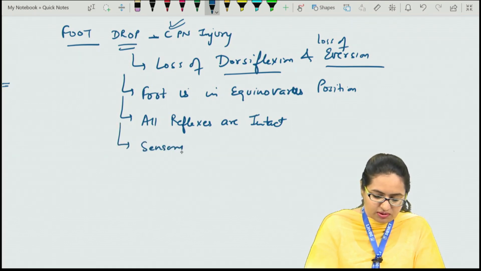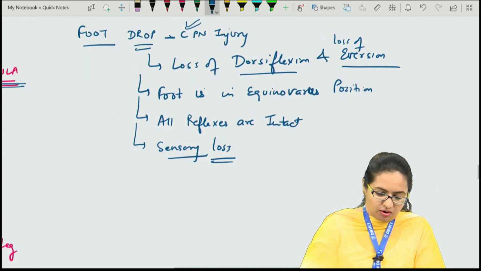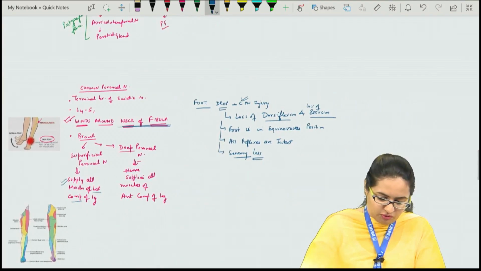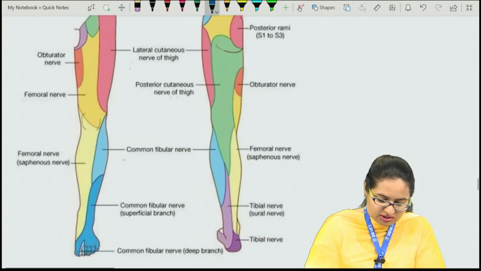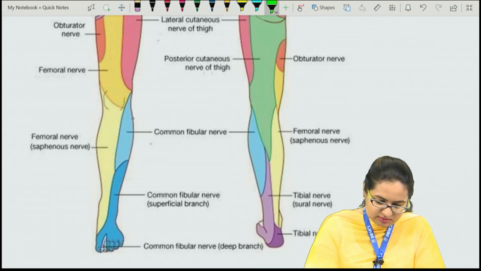Now there will be a sensory loss. The sensory loss is also there because these nerves, the superficial and deep peroneal nerve and the common peroneal nerve, are supplying specific regions of the leg as well as the foot. Over here, this picture is showing the cutaneous supply of the lower limb. Towards the anterior lateral aspect of the leg, the skin is supplied by the common peroneal nerve, and as we come lower down, the superficial peroneal nerve supplies this anterior aspect, as well as going towards the dorsum of the foot.